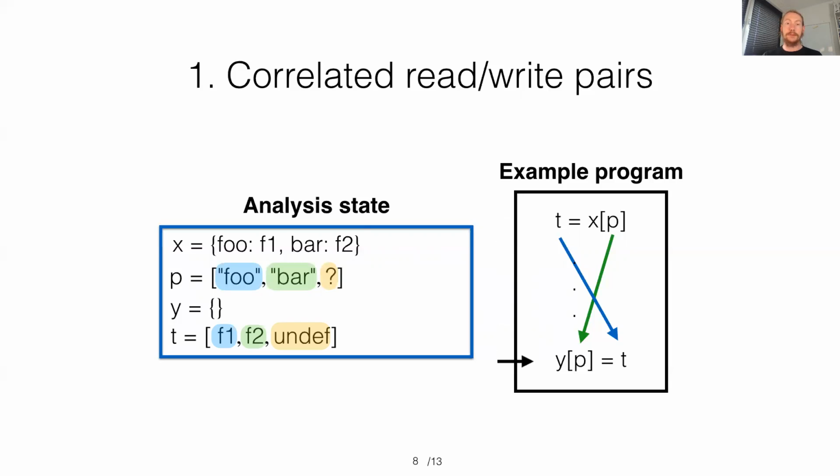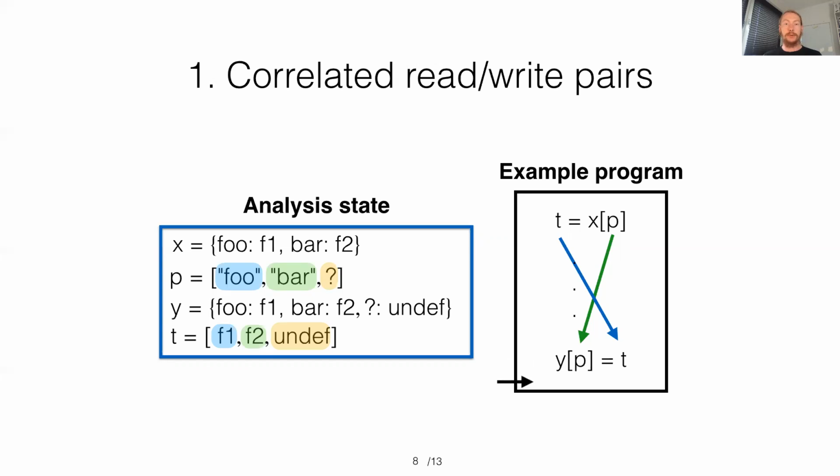Now at the dynamic property write, we can exploit the partitions. At the write, we know that the value f2 can't be written to the foo property, since we know that p only is foo when p was foo at the read, and we know that t only can be f2 when p was bar at the read, meaning that the two values represent different executions. Therefore, it suffices to only write the value in the blue partition of t to the property name in the blue partition of p, and similar for the green and orange partitions.